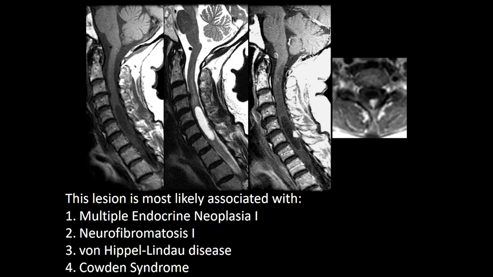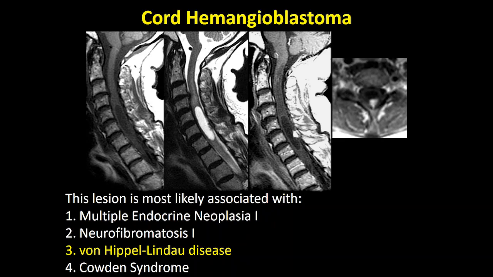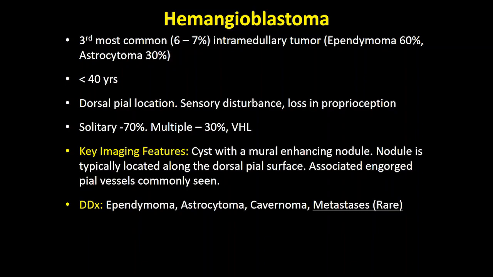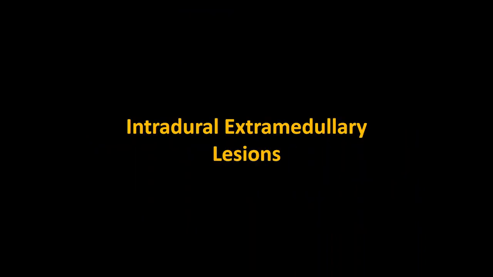And the correct answer is von Hippel-Lindau disease, because the tumor here is a cord hemangioblastoma. It is the third most common intramedullary tumor. It is seen along the dorsal pial surface of the cord with a cyst with a mural enhancing nodule. As described, associated engorged pial vessels are commonly seen.